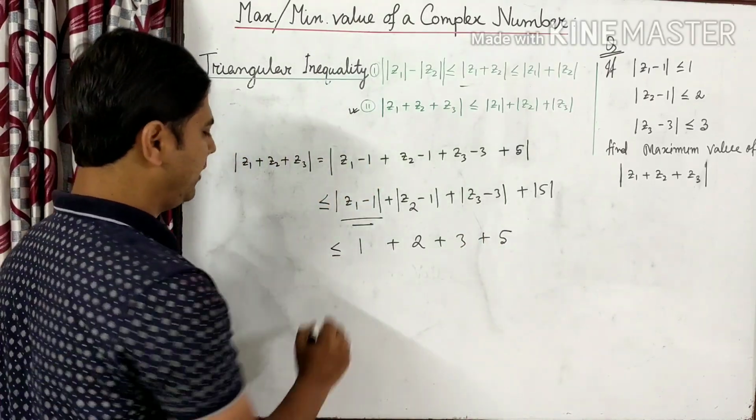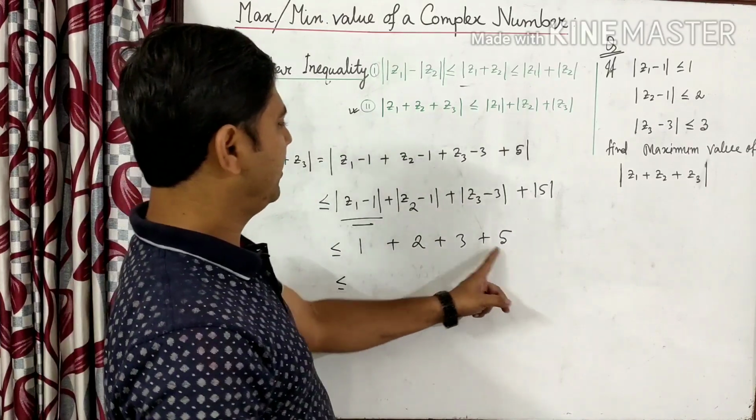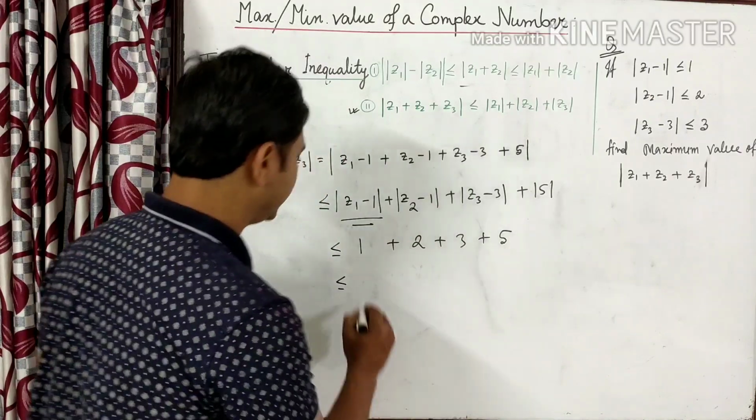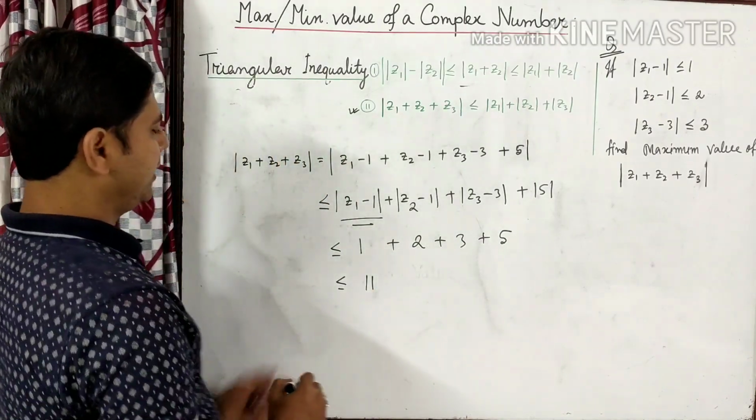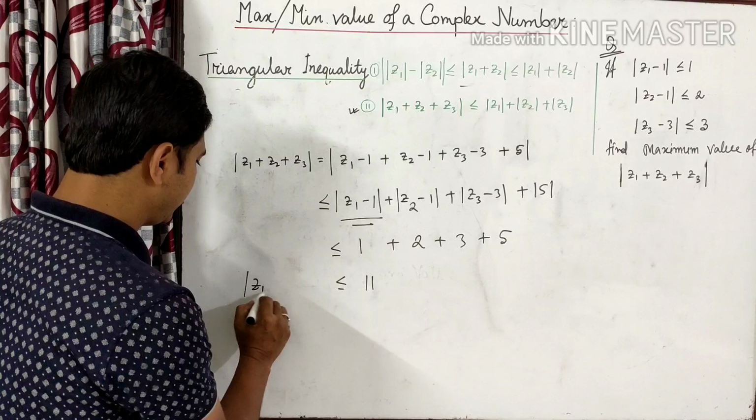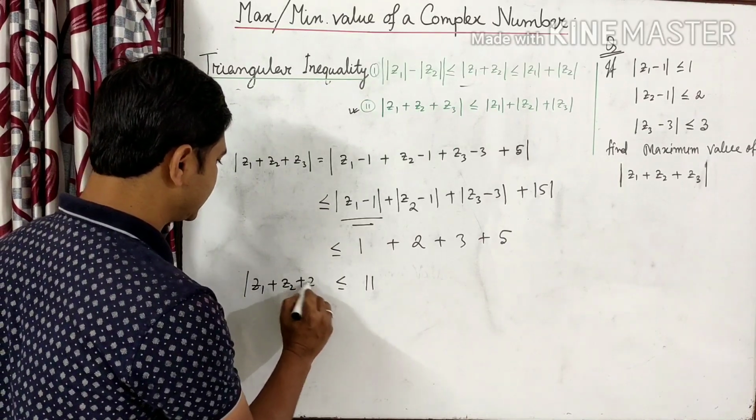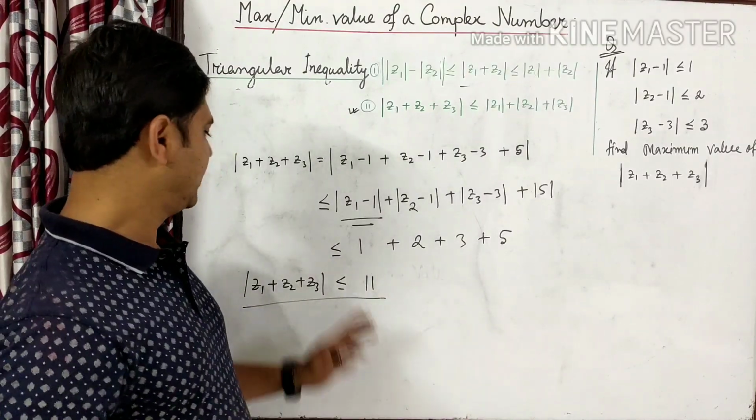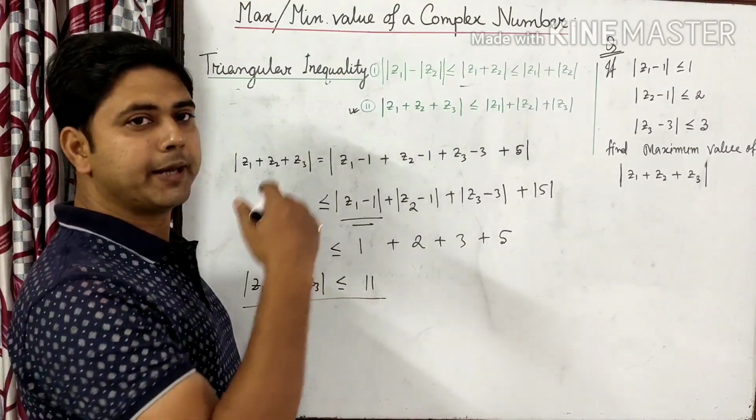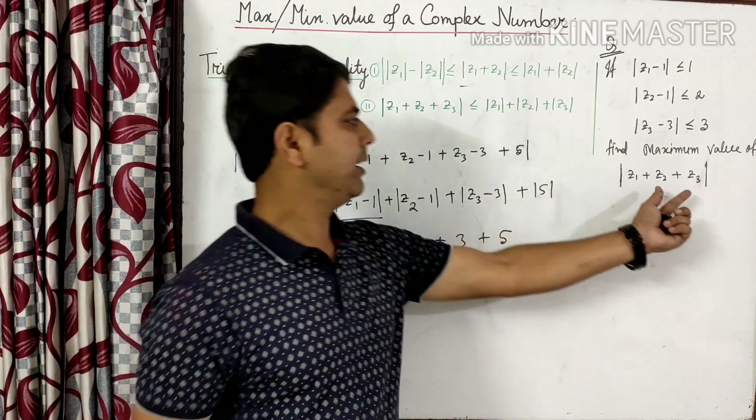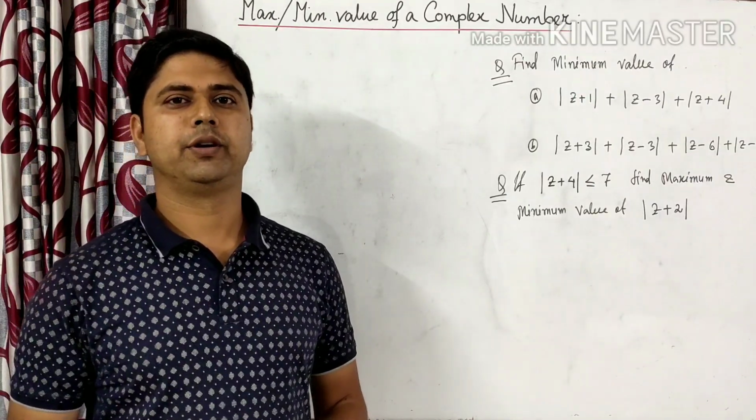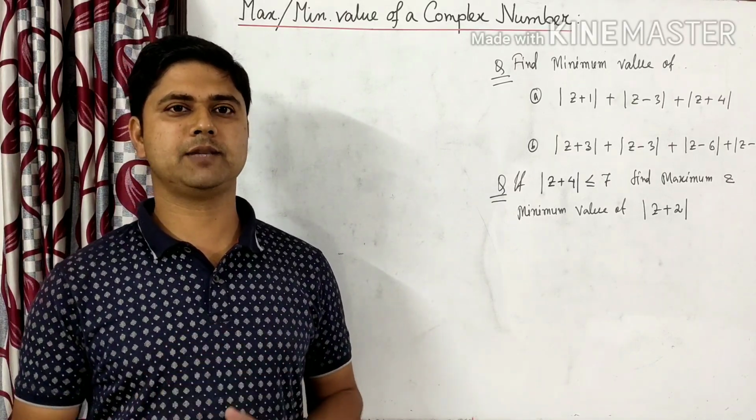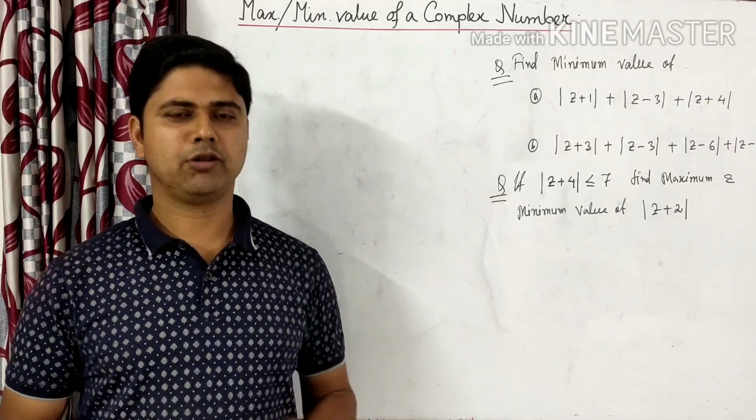Then finally you have this value equal to what? 5 plus 3 is 8, plus 2 is 10, plus 1 is 11. Therefore, the value of mod of z1 plus z2 plus z3 is always less than or equal to 11. That means 11 is the maximum value of this one. I hope you have understood these things. That means how you can find the maximum and minimum value of a complex number.